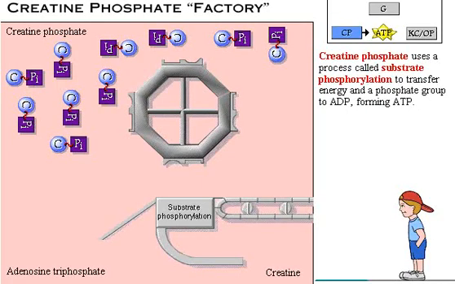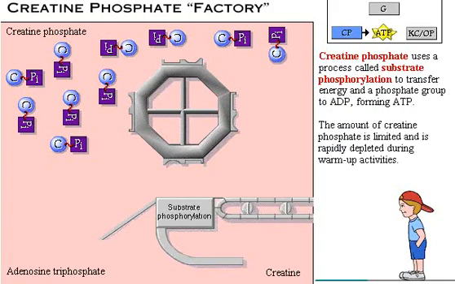Creatine phosphate uses a process called substrate phosphorylation to transfer energy and a phosphate group to ADP, forming ATP. The amount of creatine phosphate is limited and is rapidly depleted during warm-up activities. Click the substrate phosphorylation box to start this process.